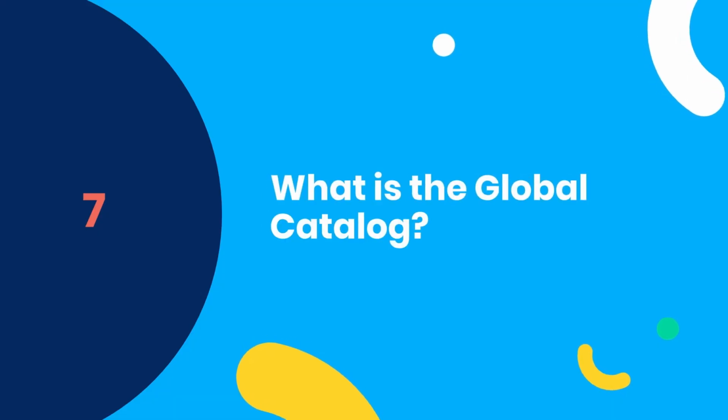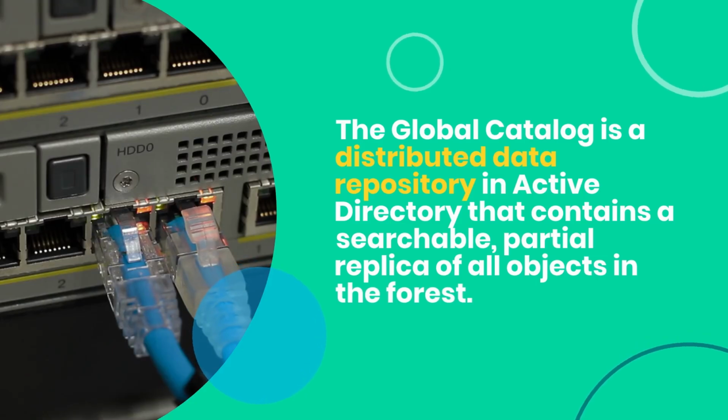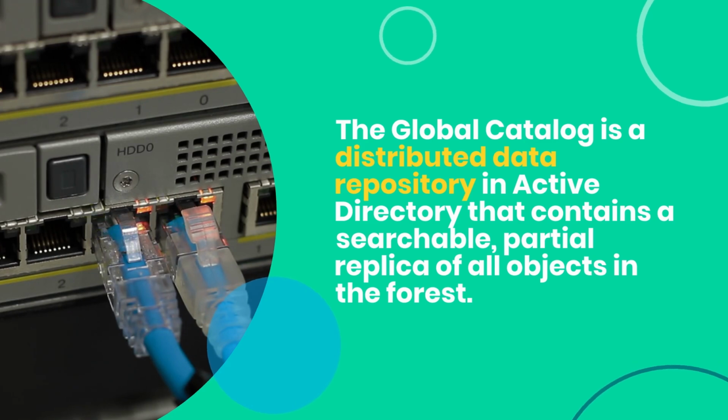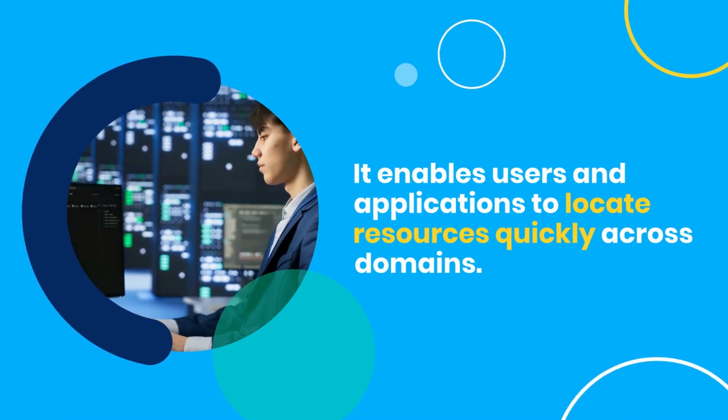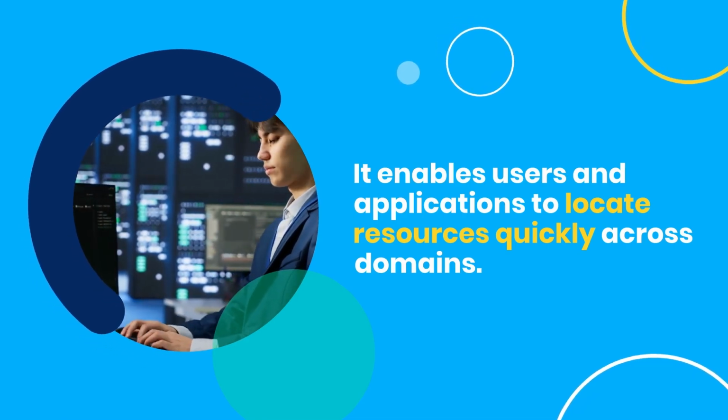7. What is a global catalog? The global catalog is a distributed data repository in Active Directory that contains a searchable, partial replica of all objects in the forest. It enables users and applications to locate resources quickly across domains.